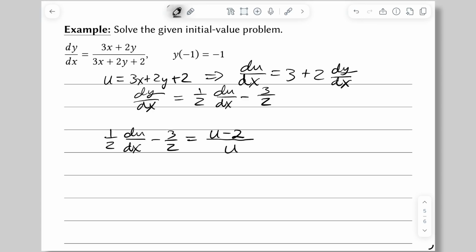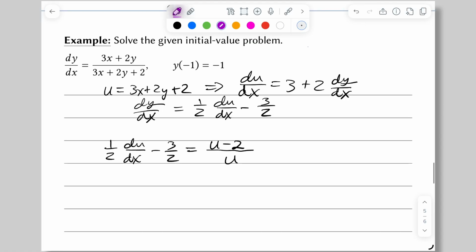And that actually brings up the fact that we had a choice in this case of what our substitution is going to be. We could have, if we wanted to, said that u is equal to 3x + 2y. Then the denominator would be u + 2. It's a choice. I'm going to go with what I've already done here.